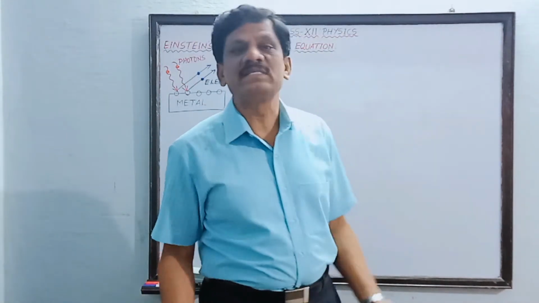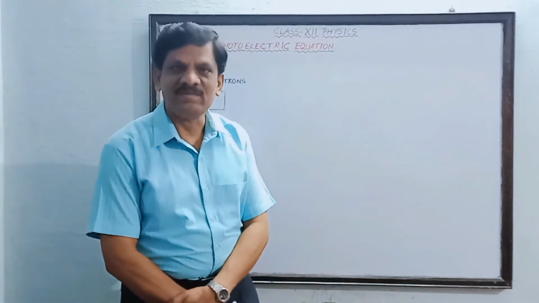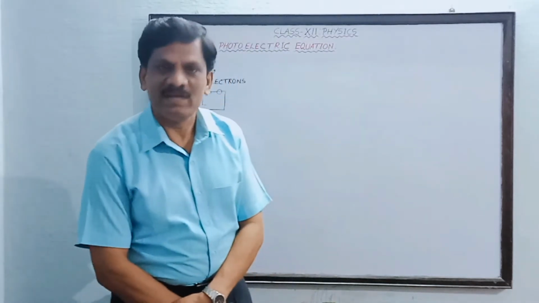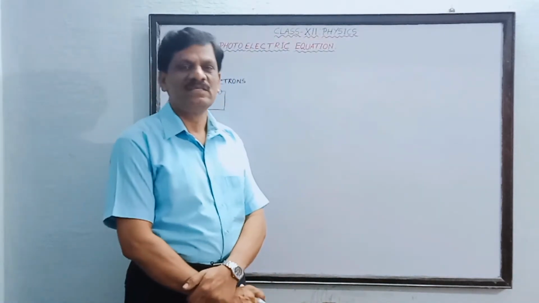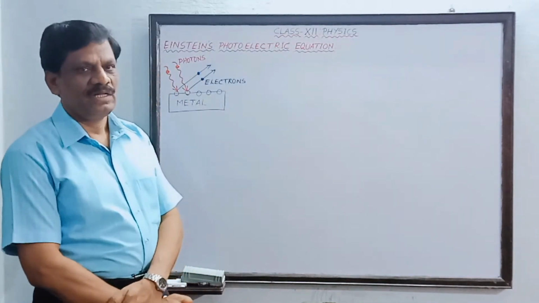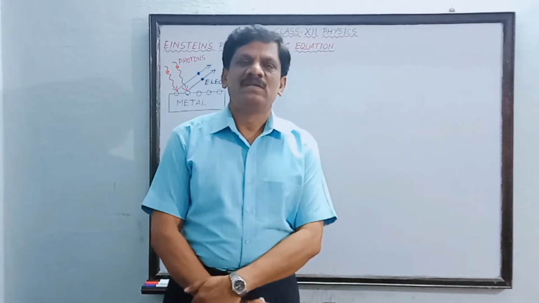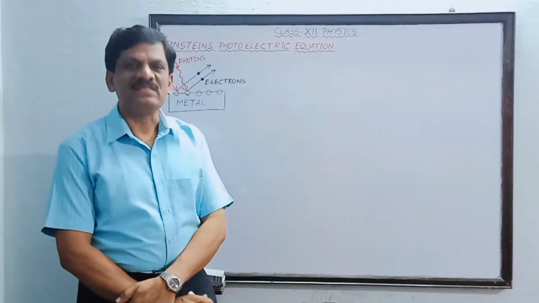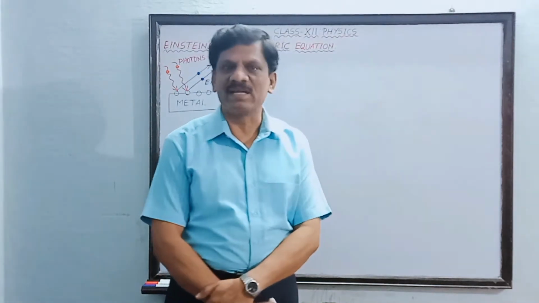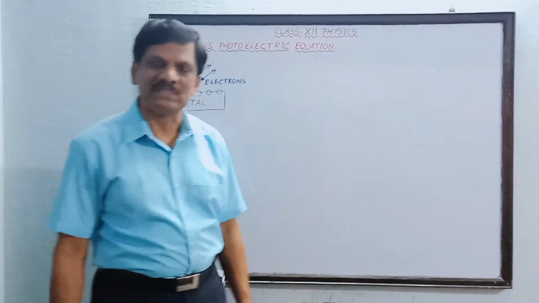Before that, you must have studied what the photoelectric effect is: the emission of electrons by certain metals when radiation such as visible light or ultraviolet light is incident on them. You must have studied definitions like threshold frequency, stopping potential, and work function in the earlier class. Now we are going to derive Einstein's photoelectric equation.